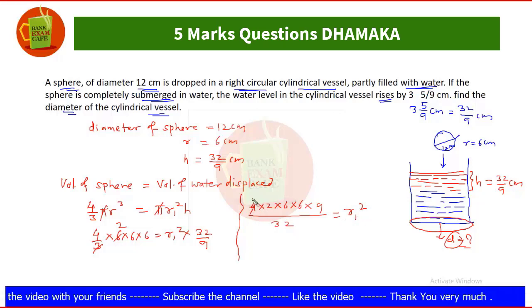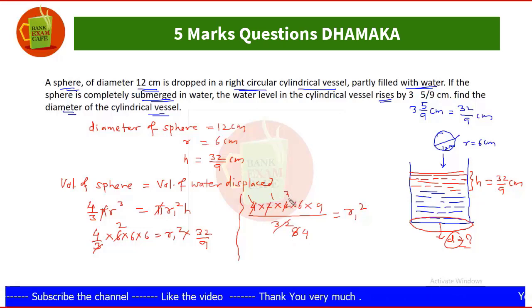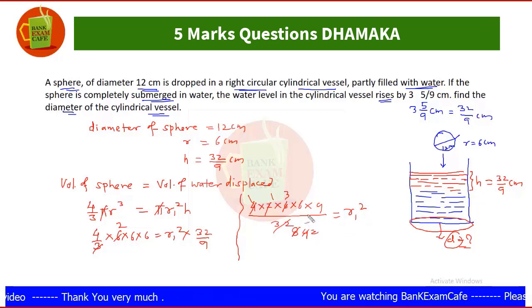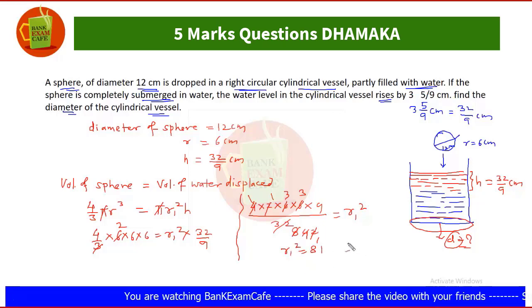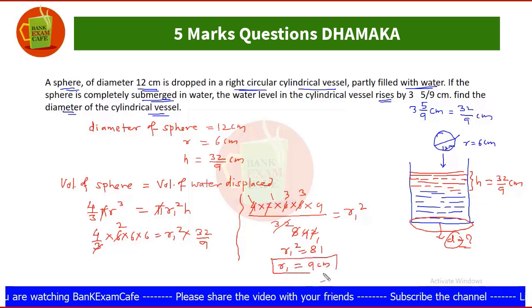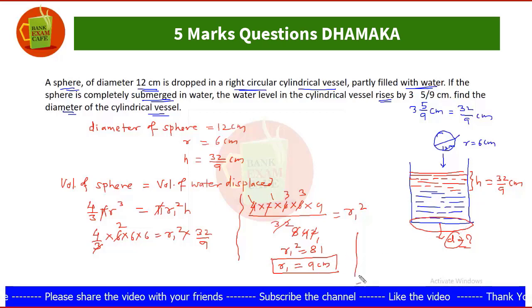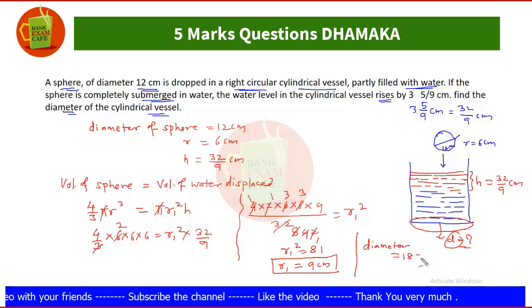Now here it will be 4 1s are 4, 4 8s are 32, 2 1s are 2, 2 4s are 8, 2 3s are 6, 2 2s are 4, and so it will be 3 into 6 into 9 upon 2, that is equal to r1 square. Here this also gets cancelled, 2 1s are 2, 2 3s are 6, so 3 3s are 9, 9 9s are 81, so r1 square is equal to 81, and therefore r1 is equal to 9 centimeter. And since the radius of the base of this cylinder is 9 centimeter, the required diameter will be equal to 18 centimeter.